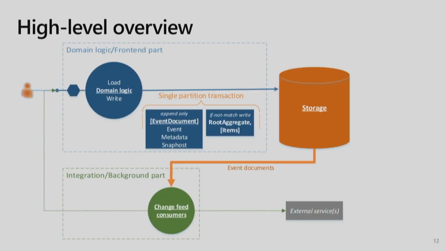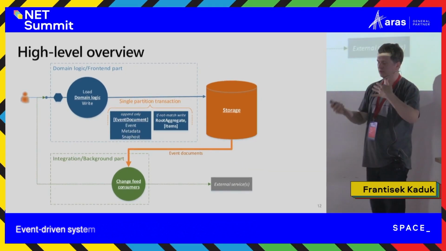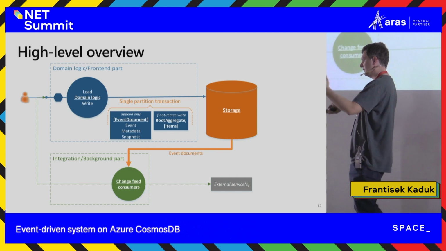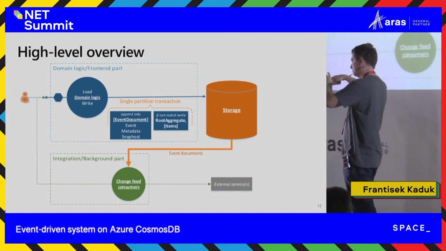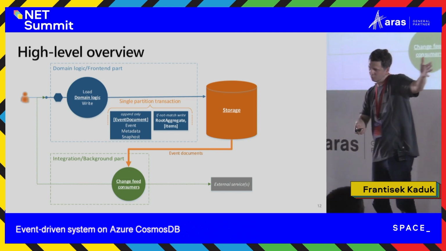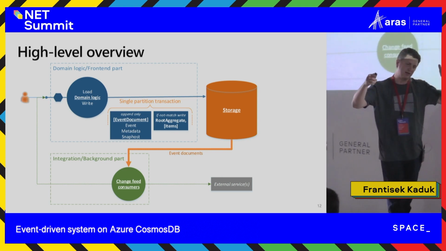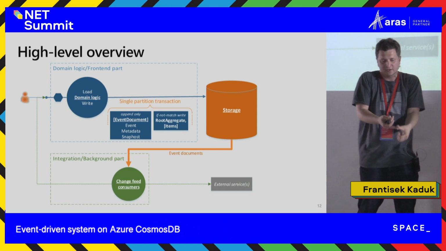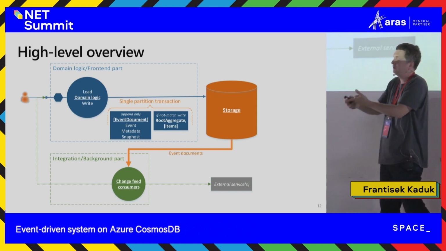So let's look at how it would work from a high-level perspective. We get some request from a client. We do the business logic. We calculate the new state, and then we will be storing everything inside one transaction to the storage. This is one part. So we will be storing there not only the current snapshot, like current hour data, like some items and the root.